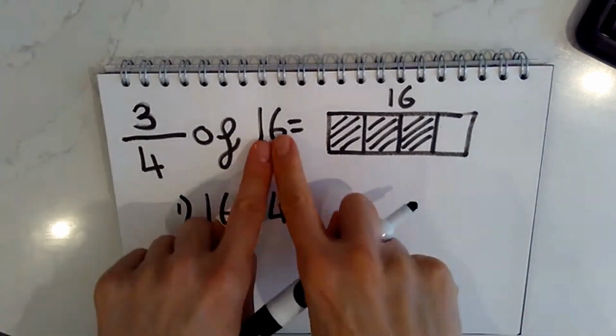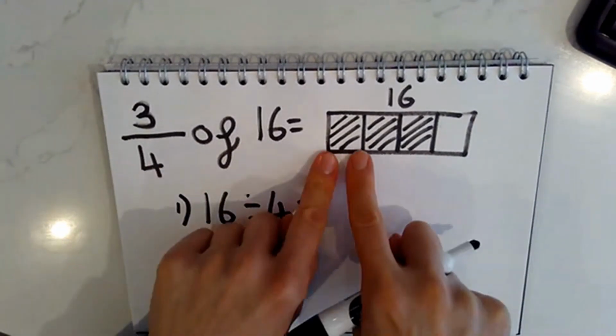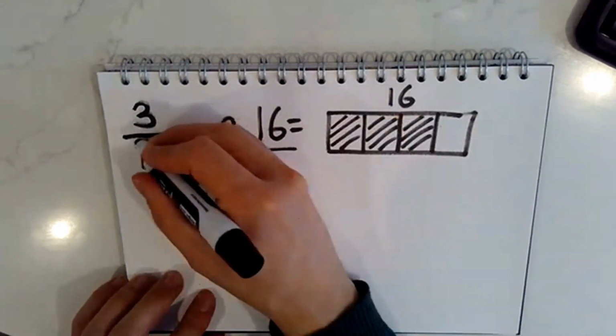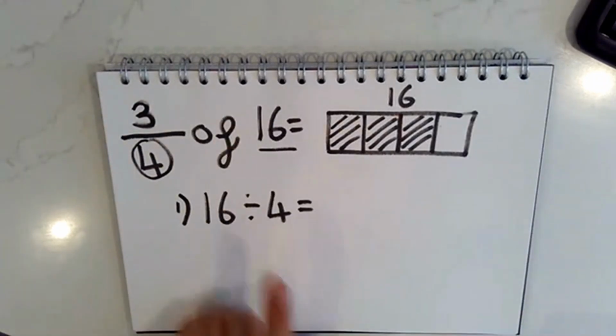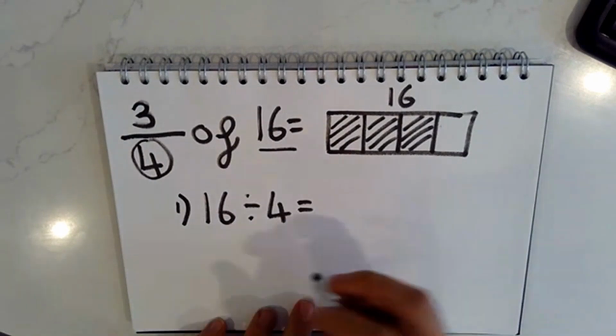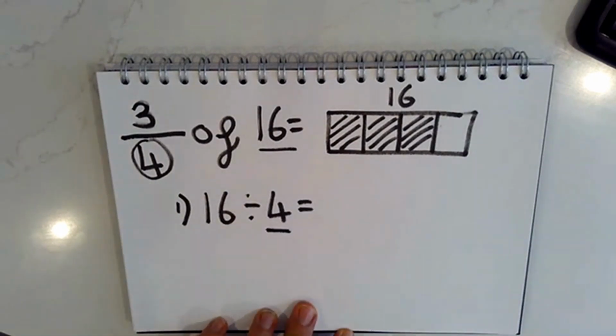Because once I divide the whole by the denominator, it will tell me the value of 1/4. We learnt that with our unit fraction work. Step 1, divide the whole by the denominator. What is 16 divided by 4? I don't know that off the top of my head, so I use the circles method.